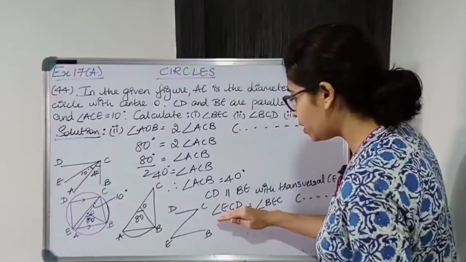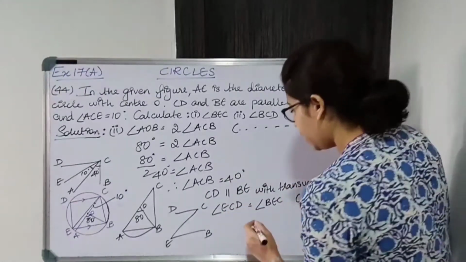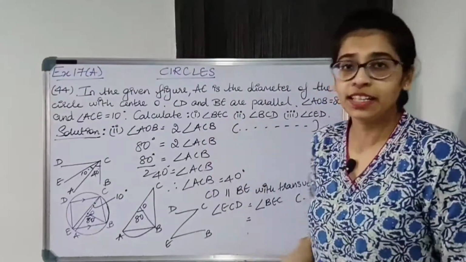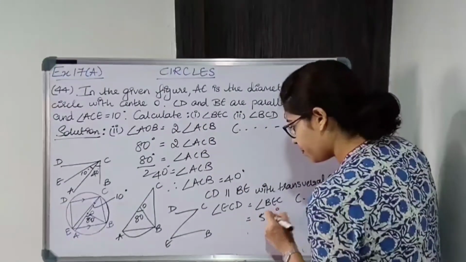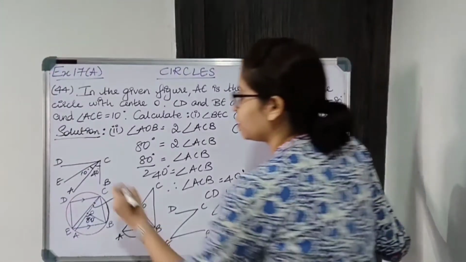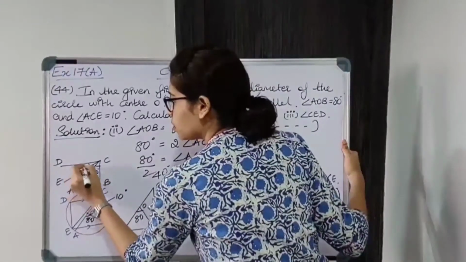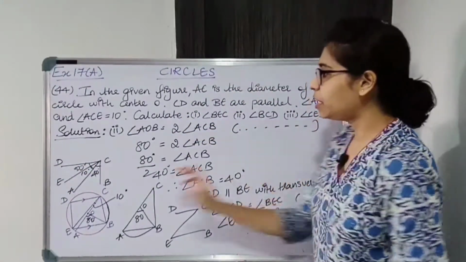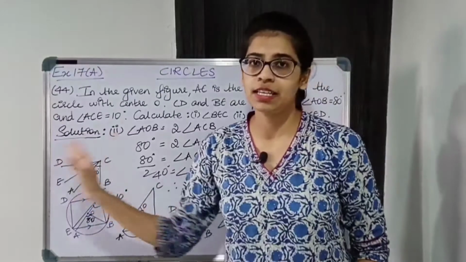Okay, so ECD I can find because angle BEC तो मुझे अभी ही फर्स्ट पार्ट में मिला था, it was 50 degrees. So angle ECD is equal to 50 degrees. So I found this angle also. Okay, so ECD मिल गया, ACB मिल गया, ACE is already given.